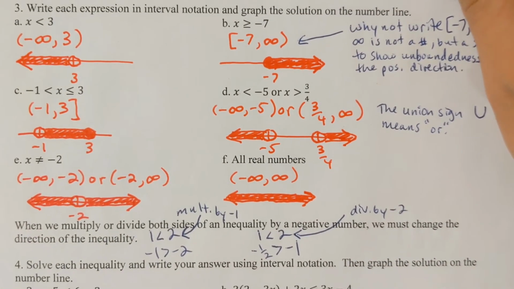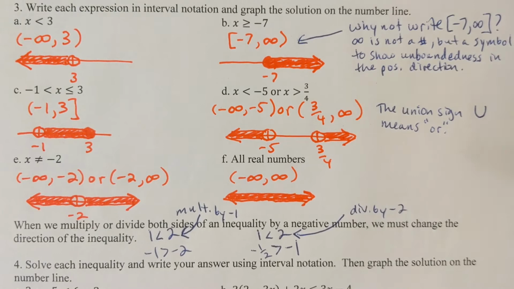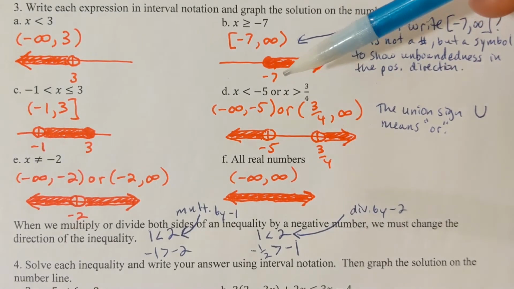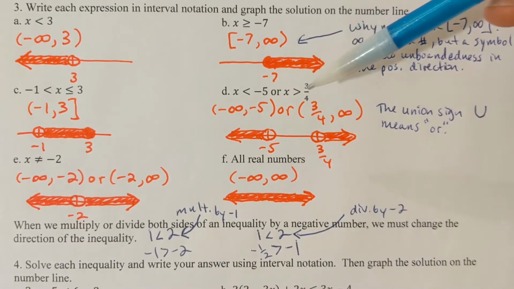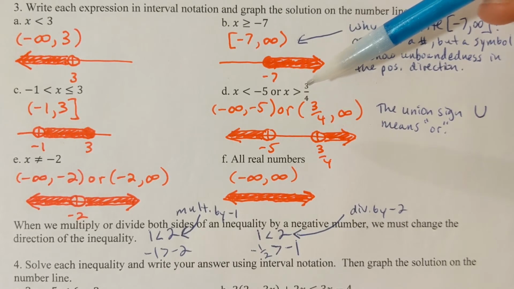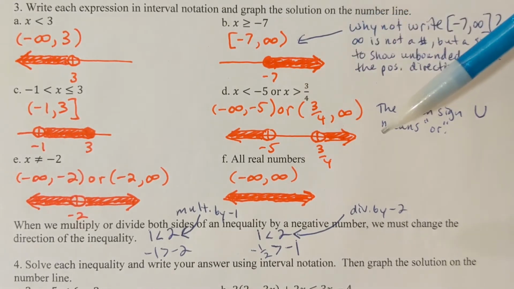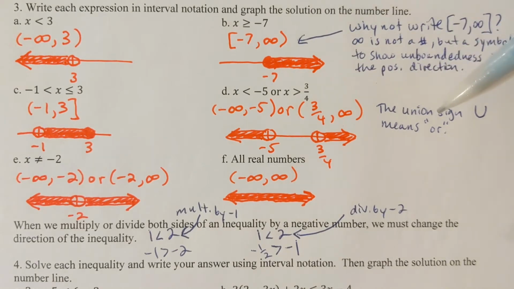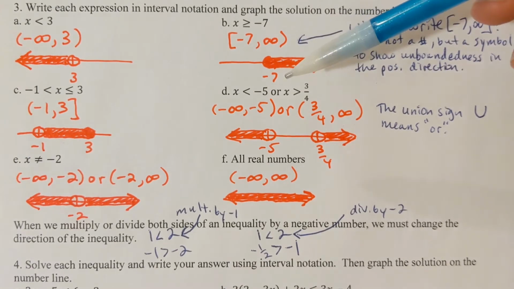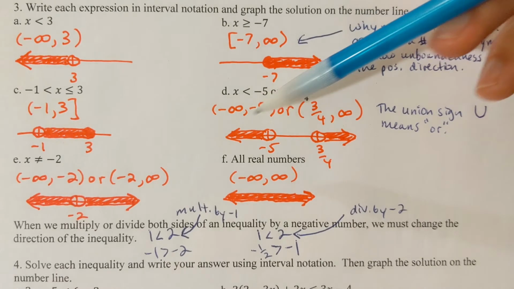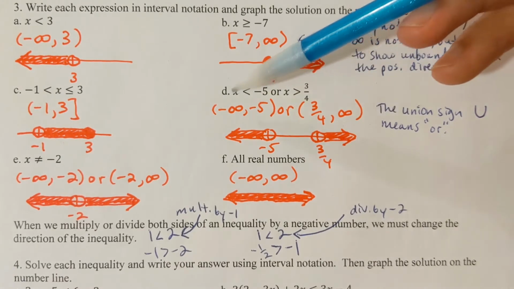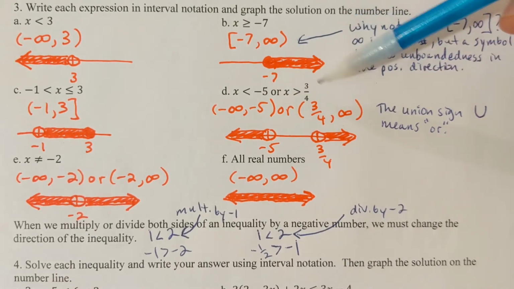Here's another one, part D. Okay, all the numbers x that are less than negative 5 or x is greater than 3/4. Or is a key word. I'll talk about that shortly here, but you're really describing two different groups. Okay, you're in this first group or this other group over here.